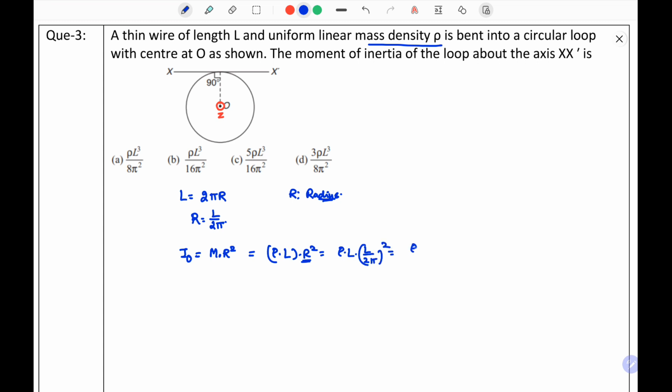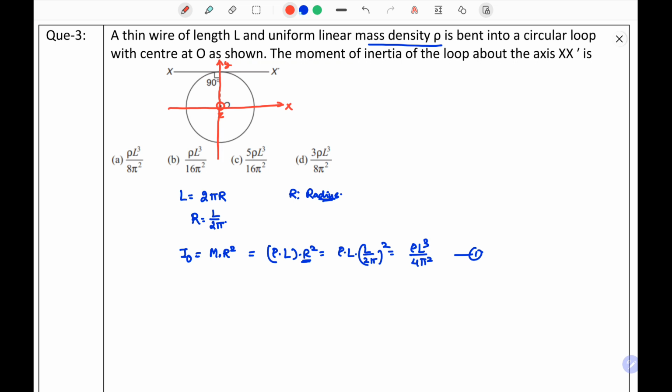So we can finally write it is L cube by 4 pi square. This is our equation number 1. Now we will find the moment of inertia about the axis through the center and in the plane of the loop. So this axis is suppose x-axis, and here the perpendicular axis is y-axis.